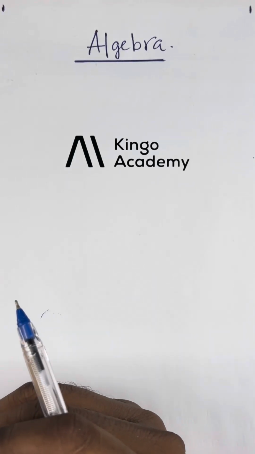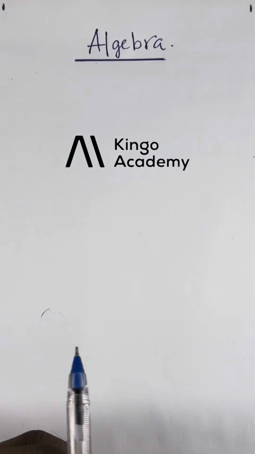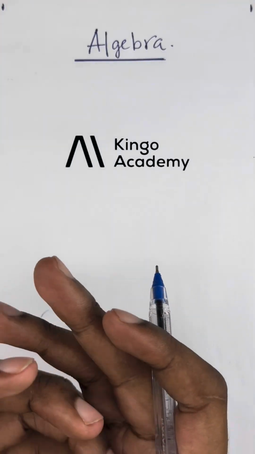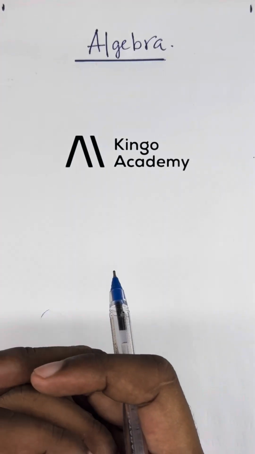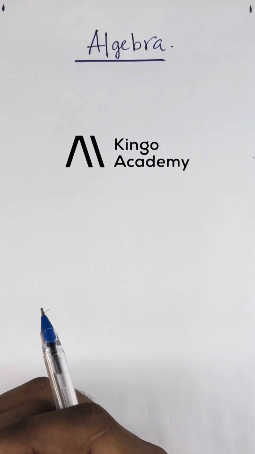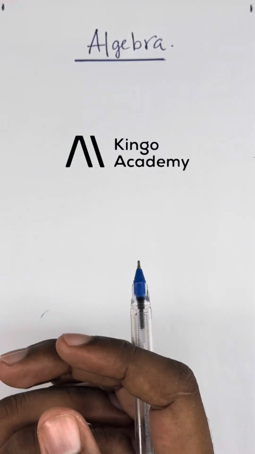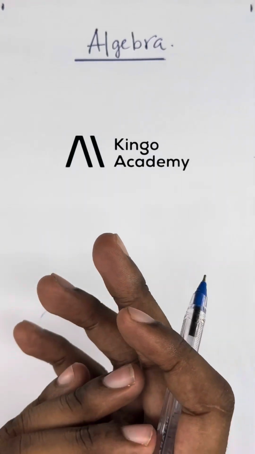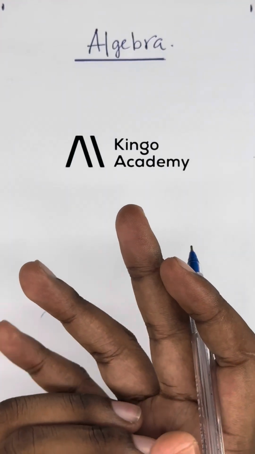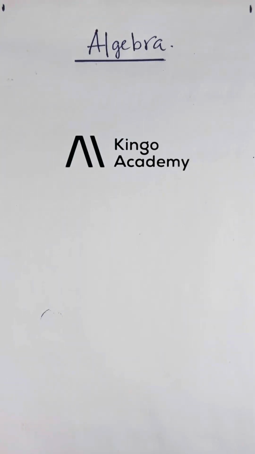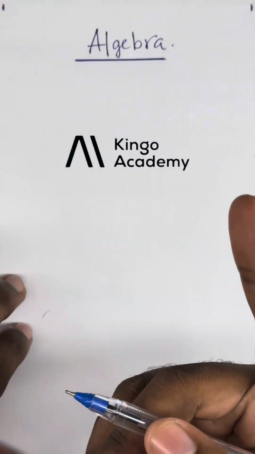We're going to learn this topic of algebra. So let's start to look at what algebra is, and then what we are going to learn in this chapter. Algebra is a branch of mathematics that helps to solve real life problems by using letters, numbers, and symbols. So in this chapter of algebra, you're going to learn the following things.